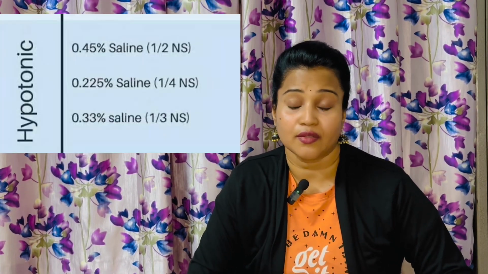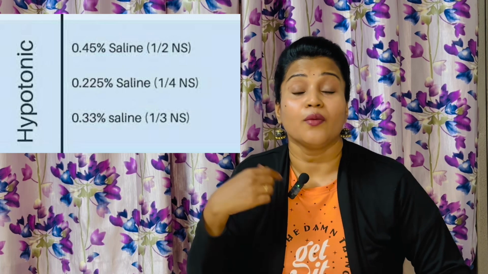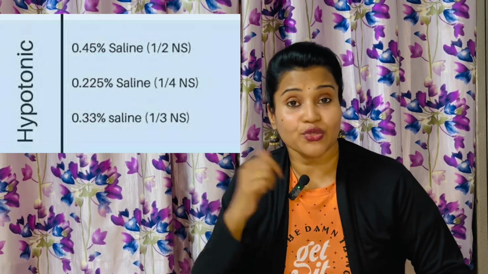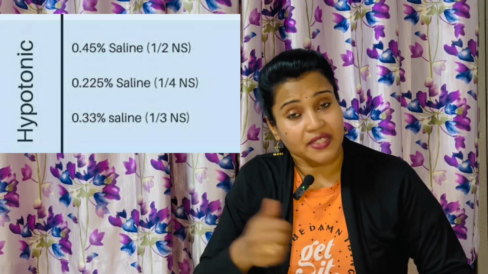Got it? What are the examples of hypotonic solutions? 0.45% saline, 0.22% saline, and 0.33% saline. So these hypotonic solutions really help a cell a lot. So when there is extreme fluid loss, what happens to the cell? The cell becomes completely dehydrated and shrinks. So where do you see this dehydrated cell?